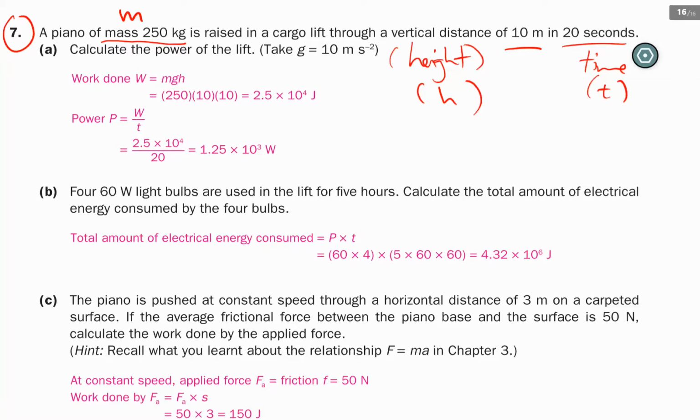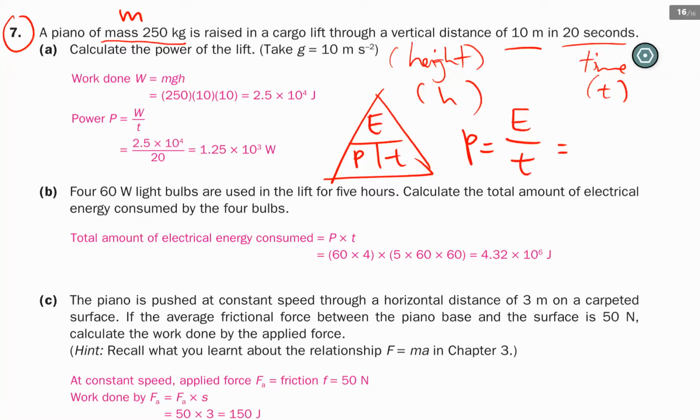Okay, now look at part A. Calculate the power of the lift. So power, you recall the formula for power. Use the triangle. Power is actually energy on top, power and time below. So power is equal to energy divided by time. So in this case, what is the energy being used to do work? The keyword here is raise, which means you gain height. Gaining height means you gain GPE. So now your energy is actually your GPE. So power is equal to your energy to do work against gravity, so this is GPE divided by time.